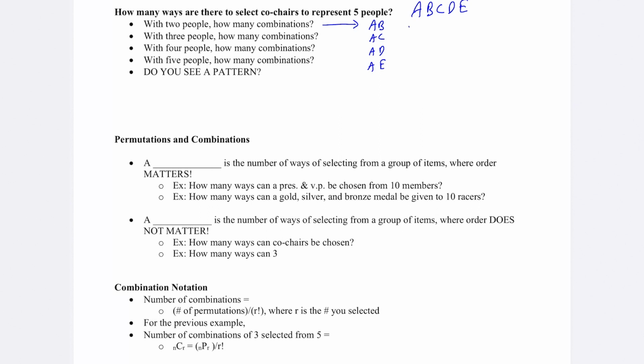So we can keep coming up here. B and C would be a different group. B and D, B and E, C and D, C and E, and lastly, D and E. So these are all the co-chairs, and you'd end up with 10 different ways. Okay, so I want you to try the same thing here with 3 people. Here you would have A, B, and C would be one of the options. Let's see what answers you come up with in your trial.